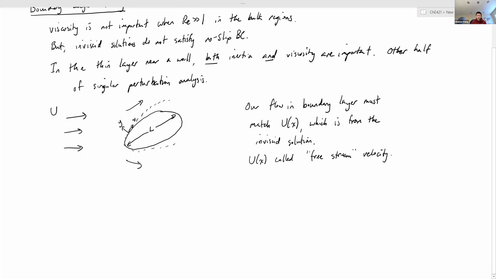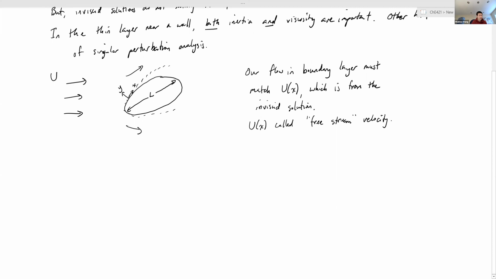Okay, cool. And so now let's actually look at what happens inside the boundary layer. Inside the boundary layer, we need to basically solve the Navier-Stokes equations. And so here they are in 2 dimensions.